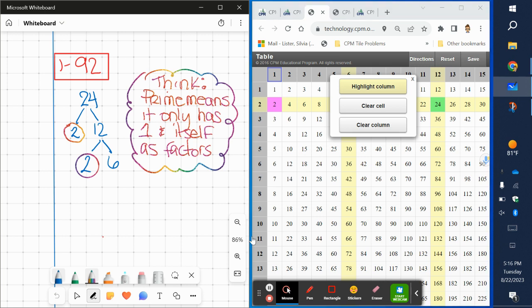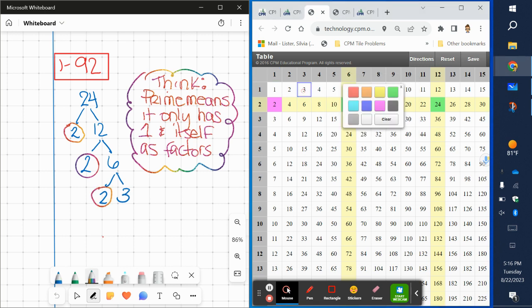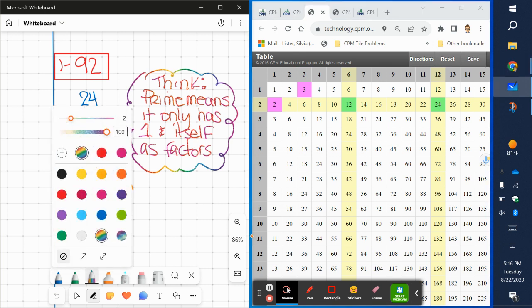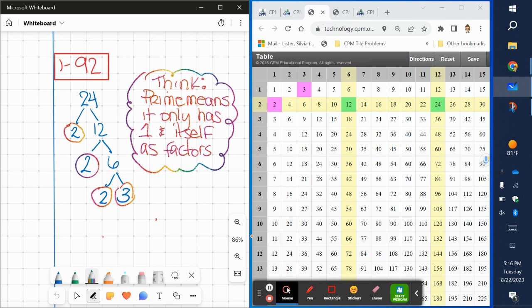Okay, so let's keep going with the 6. The 6 is going to become 2 and 3. Well, we know 2 is a prime number, and if you look here, when you've got 3, well, 3 only has 1 and 3 as a factor. There's no other 3s on this entire board. So 3 is also a prime number. So your prime factorization is 2 times 2 times 2 times 3. So you've got 3 2s and 1 3, and that's going to give you 24.